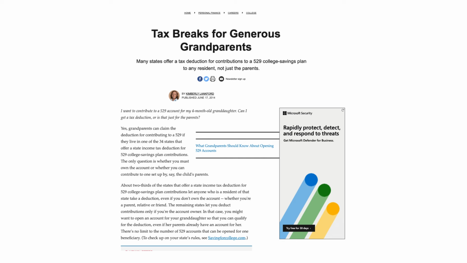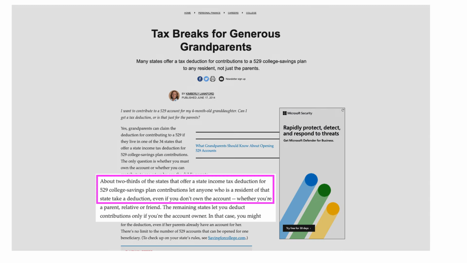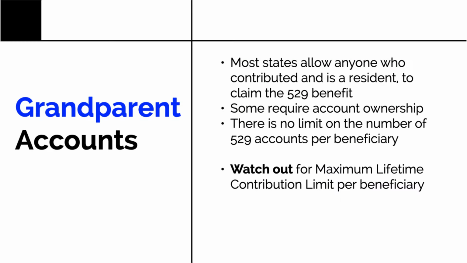But do they have to own the account? In 2/3 of the states that offer these state tax benefits, anyone who is a resident of that state can take the deduction, even if they don't own the account. Some states, though, require that you are the account owner to get the deduction.